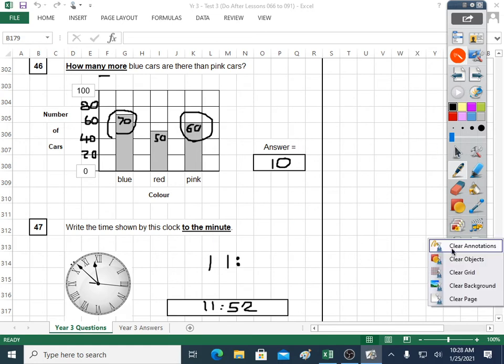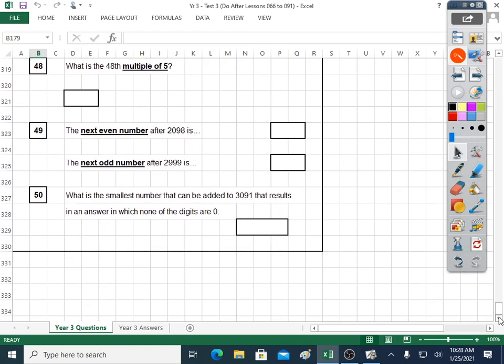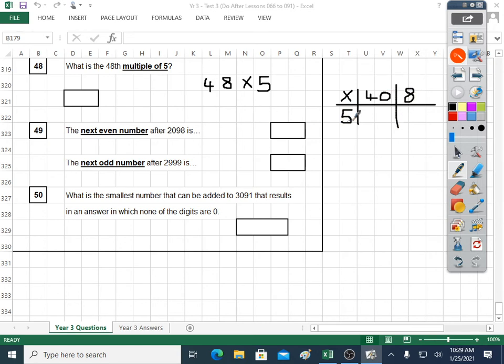Question 48. What is the 48th multiple of 5? Well, that is the 48th number in the 5 times table, but we don't know our 5 times table that far, so it means 48 times 5, okay? That's what we can do, 48 times 5. Now, you haven't done much of this yet, so this really might be quite tricky, but I'm going to do what's called the grid method for 48 times 5, which you may or may not have covered yet.